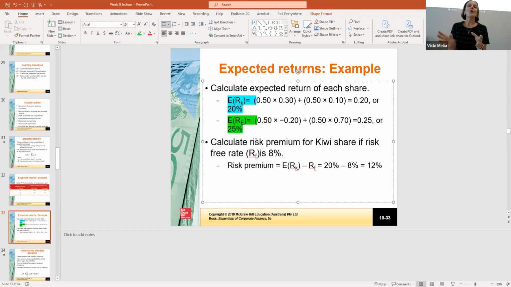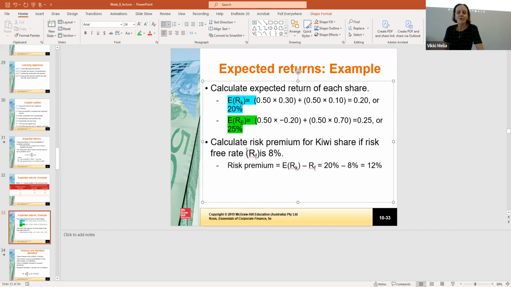Given what you know about the relationship between risk and return, looking at these expected returns, so we've got Kiwi at the top, Emu underneath, which asset is the riskier asset? Emu. The expected return is higher from Emu, so I would also expect the standard deviation to be higher. If we calculate that, I would expect it to be higher.